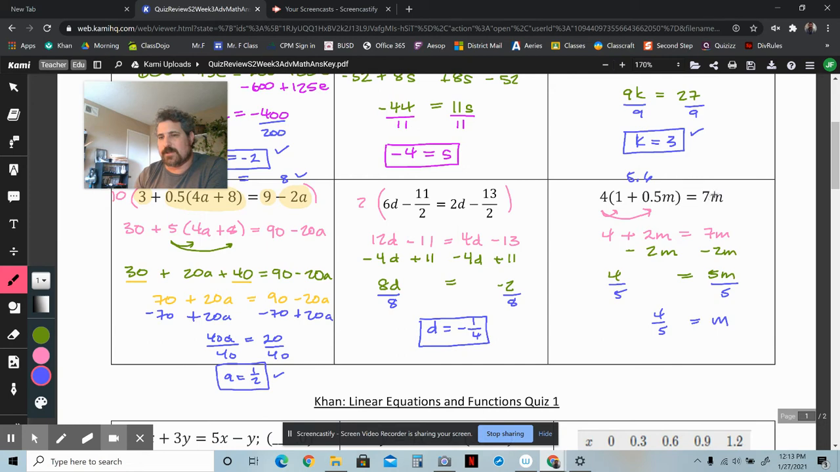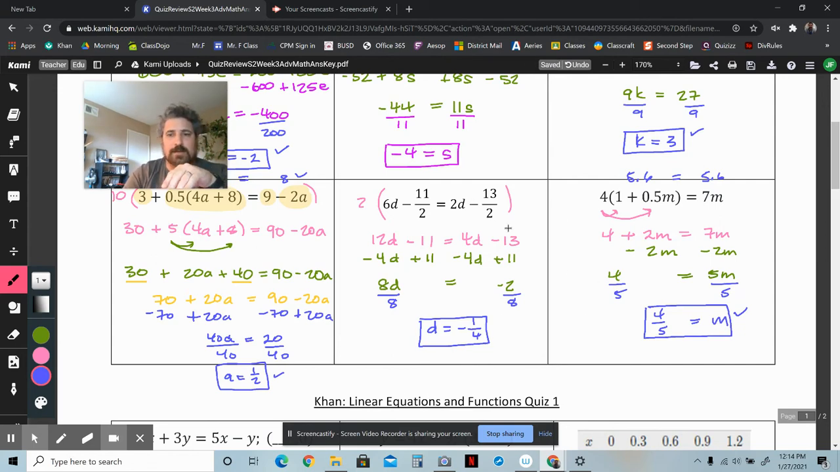And then over here on this side, you've got 4/5 of 7. So it's going to be 28/5, which is double top and bottom to get tenths. So 28 times 2 is 56, so 56 tenths, which is also 5.6. So yeah, that works just fine. Okay, so the answer is 4/5 for this one. So m equals 4/5.